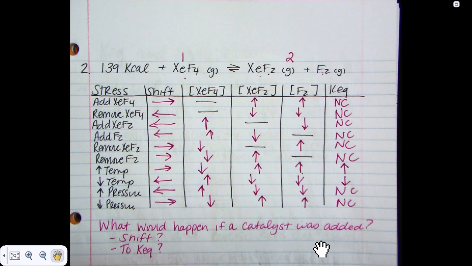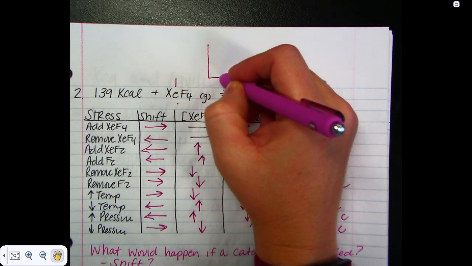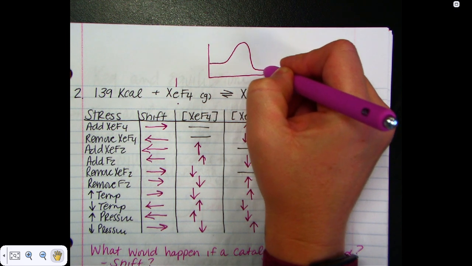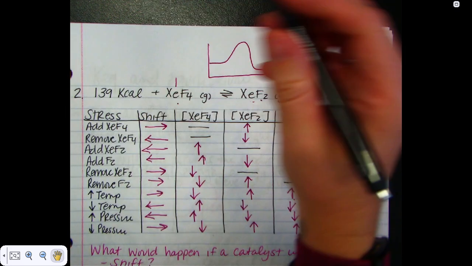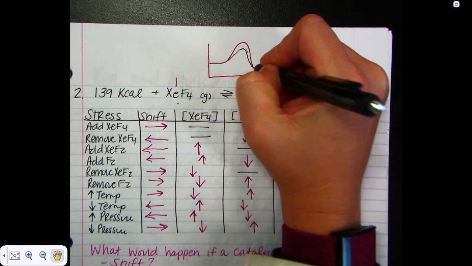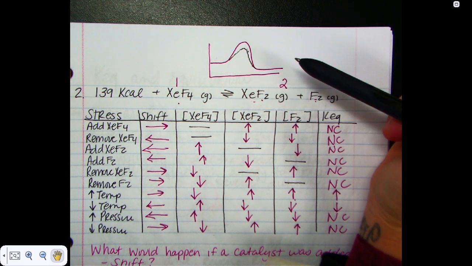Okay. So let's ask a follow-up question here. What would happen if a catalyst was added? Would I have a shift, and would I have a change in Keq? So think about what a catalyst does. When a catalyst acts on a reaction, my reactants and my products stay at the same energy position, and all that happens is I reduce my activation energy. But my reactants and my products don't change.